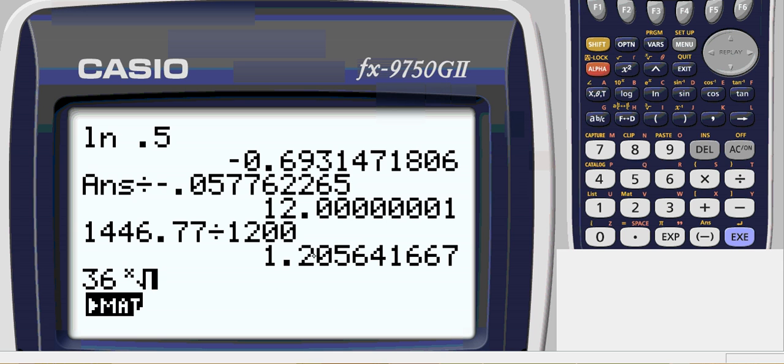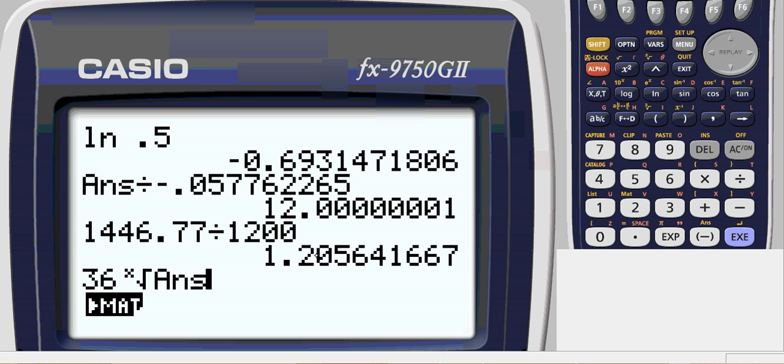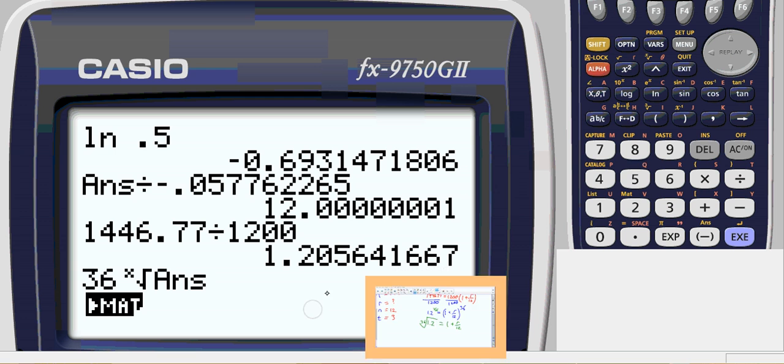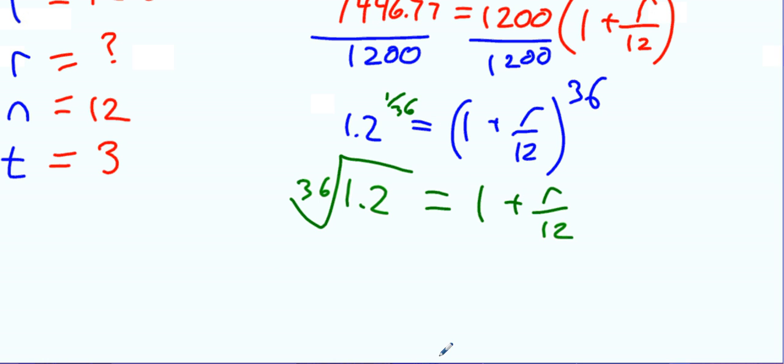And then we don't want to just round it to 1.2. We want to use what the calculator has, so that whole decimal answer. So it'll input the 1.2056, all the decimal points. So that's about 1.005. About equals 1 plus R over 12.